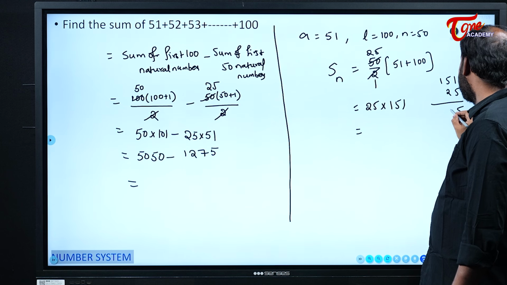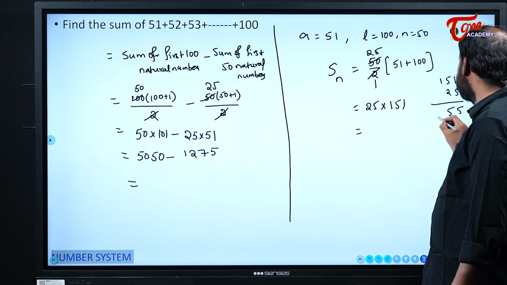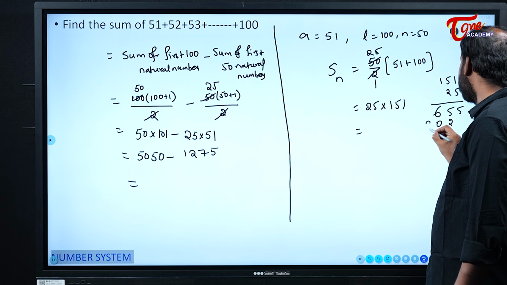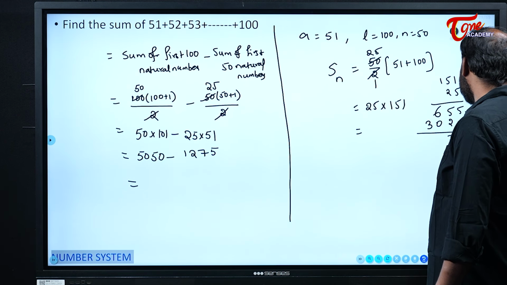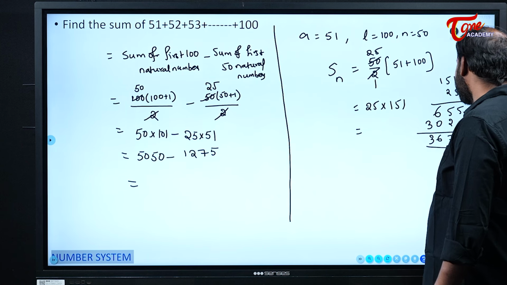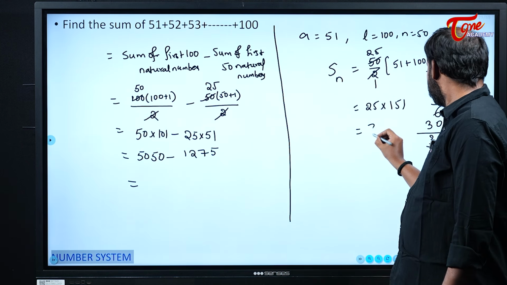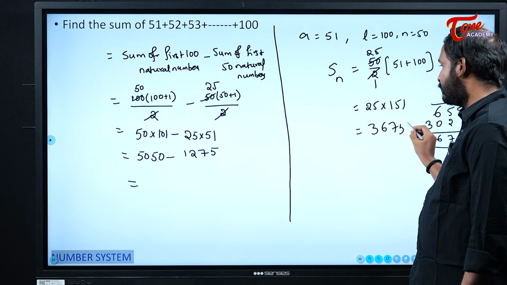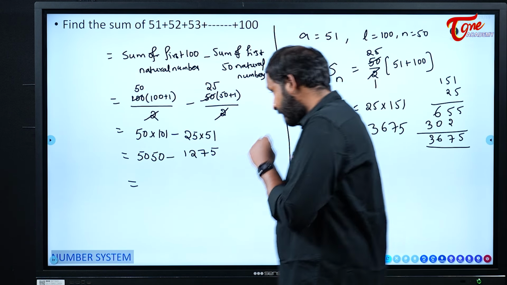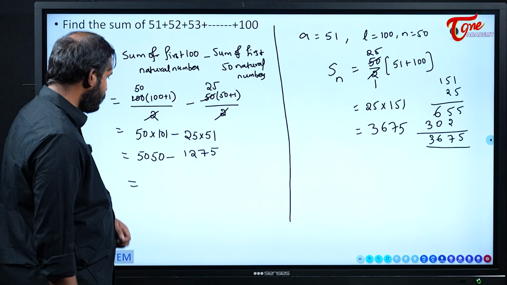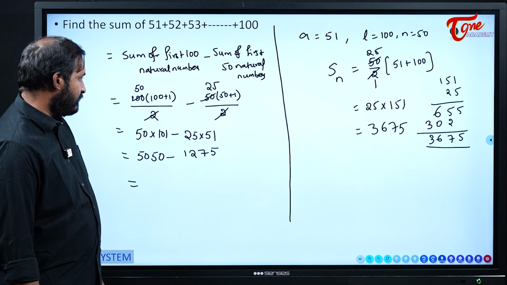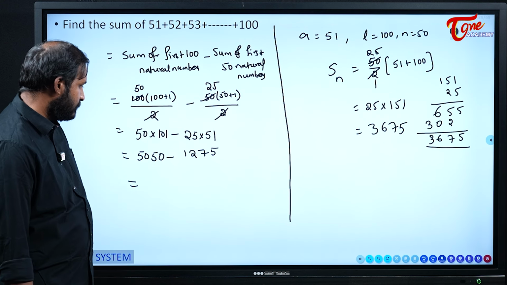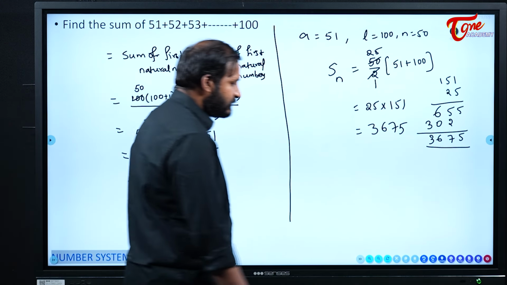151 into 25. So you will get here 3775. And similarly, if you solve this one also, you will get the same answer. Okay. Next one.